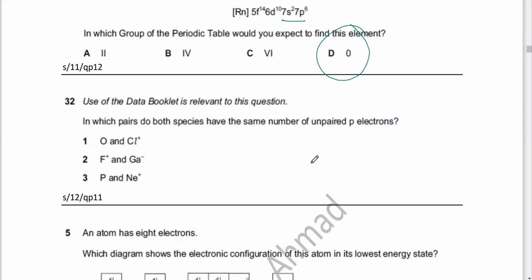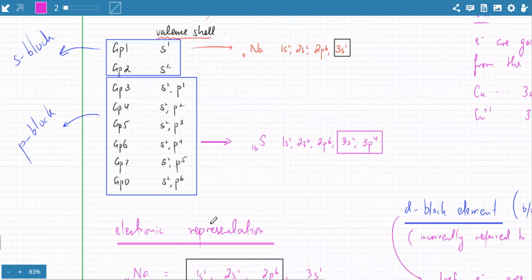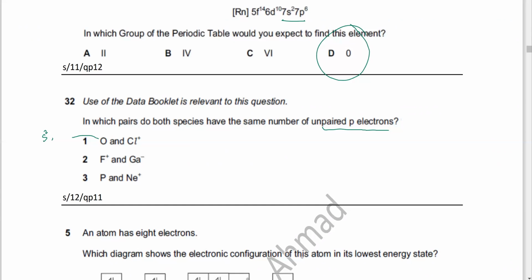In which species do both species have the same number of unpaired p electrons? Again, you have to count the number of unpaired electrons. You don't have a lot of time. You just have 1 minute to solve this question. So oxygen is in group 6. What's the electronic configuration of oxygen in group 6? It's going to be s2 and p4, I think. Group 6 is s2 and p4.